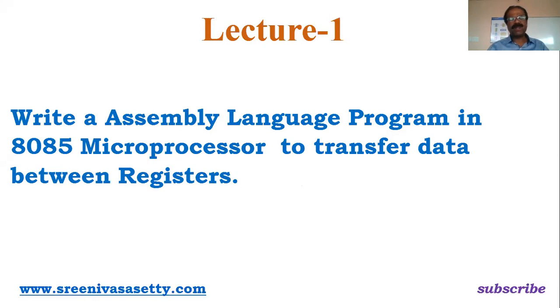Here we can transfer data from memory to microprocessor, microprocessor to memory, and within the microprocessor, which means between two registers. For each and everything there will be instructions. If you want to transfer data from memory to microprocessor or microprocessor to memory, or data transfer within the registers, for everything there will be an instruction. In this tutorial, I'm going to explain how to transfer data between two registers.